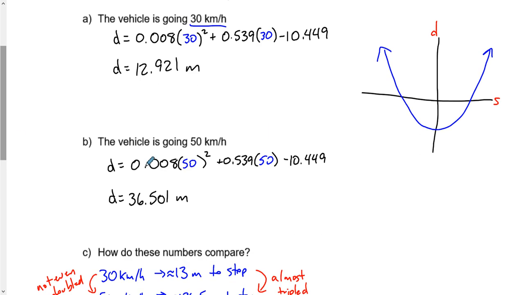If we were to change this number to 40, what does that change? It's about 24 meters, 23.911. So it has almost doubled by just adding 10 kilometers per hour onto this; it has almost doubled the stopping distance.